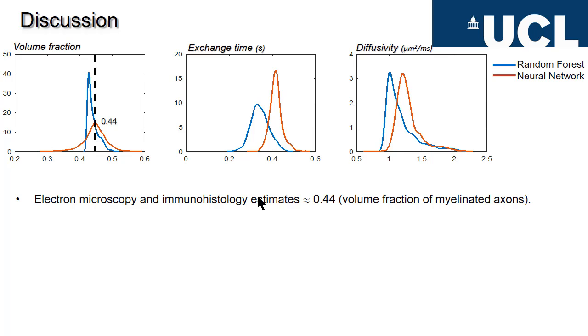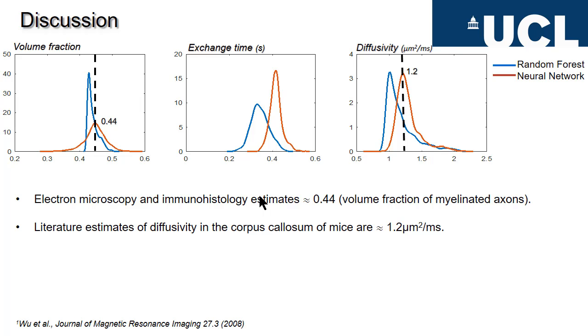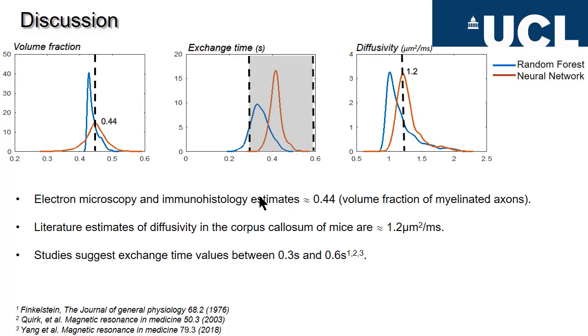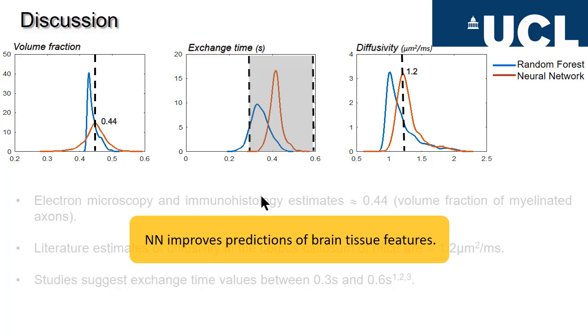For the intrinsic diffusivity, literature estimates for this parameter show values around 1.2 in the corpus callosum of the mice, which match closer the predictions of the random forest. Finally, looking at the exchange time, this is an inherently difficult to validate parameter in vivo, but several studies suggest values between 0.3 and 0.6 seconds. So taking all this into consideration, we can say that the neural network improves the predictions of important brain tissue features using diffusion-weighted in vivo data.